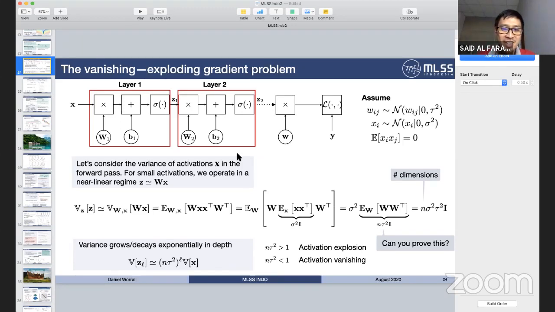Okay, next question from Rian Adam. I've heard someone say that vanilla CNN solved the problem of vanishing or exploding gradient. Is that correct? If it's correct, then how? Vanilla CNNs? Vanilla CNN, yeah. I don't think so. I mean, it depends.